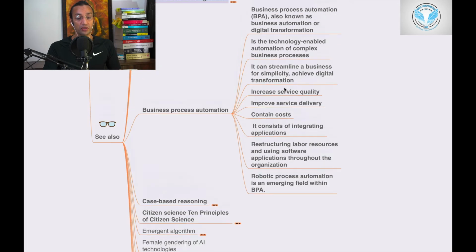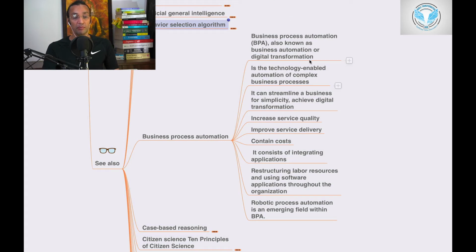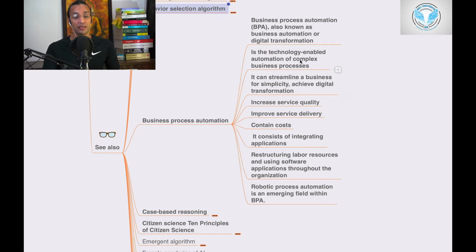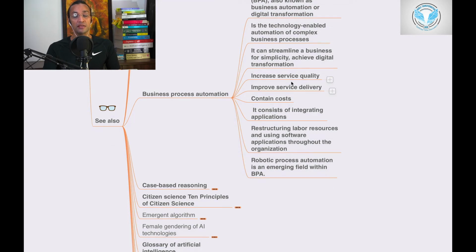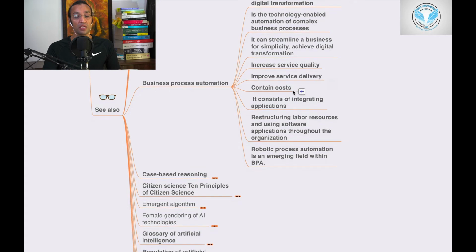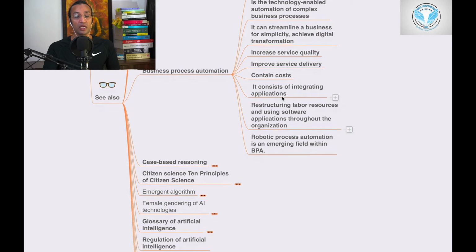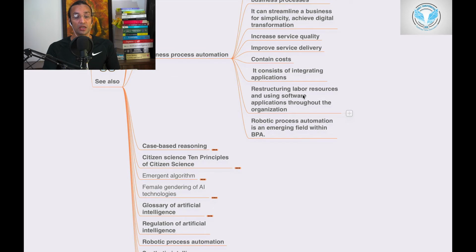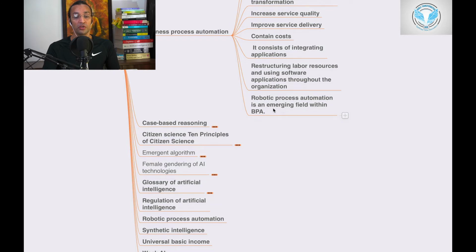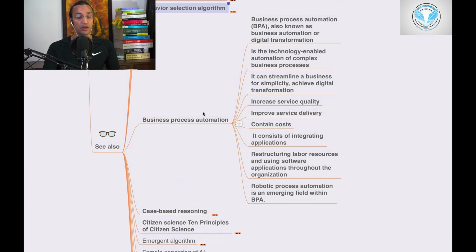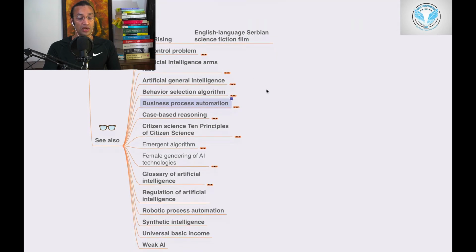Business process automation. Business process automation, BPA, also known as business automation or digital transformation, is the technology-enabled automation of complex business processes. It can streamline a business for simplicity, achieve digital transformation, increase service quality, improve service delivery, and contain costs. It consists of integrating applications, restructuring labor resources, and using software applications throughout the organization. Robotic process automation is an emerging field within BPA. So this is one of the fields you can go and check.